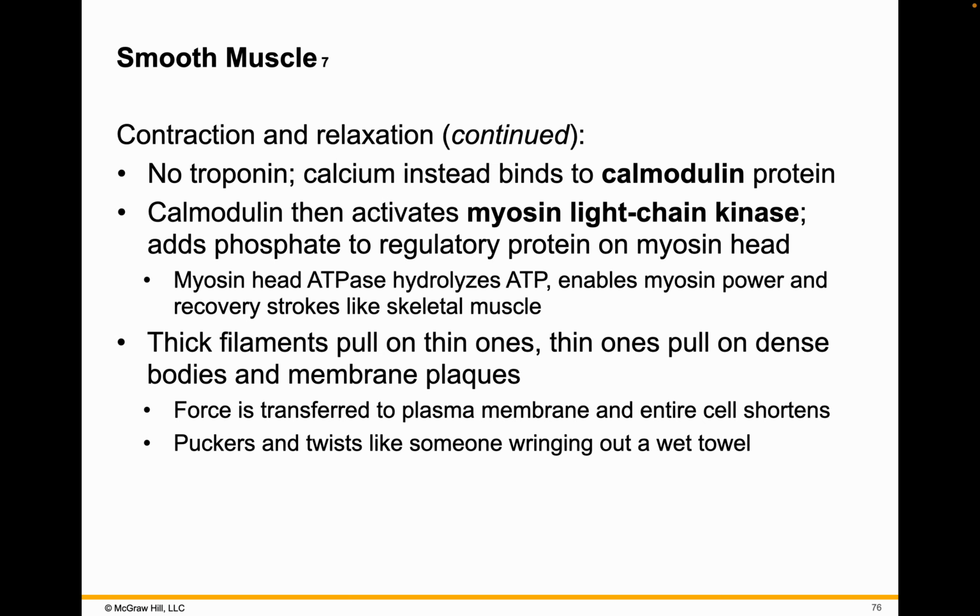There's no troponin. Calcium instead binds to calmodulin protein, and then calmodulin activates myosin light chain kinase, which adds phosphate to the regulatory proteins on the myosin head. The thick filaments pull on the thin ones, and the thin ones pull on the dense bodies and the membranous plaques.